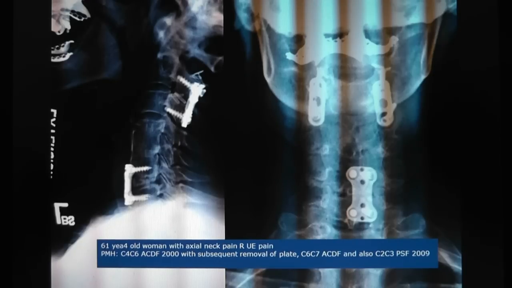Okay, so back to this patient. She has a past medical history of a C4 to C6 anterior cervical discectomy and fusion, and then the plate was removed. I don't know why. Then she had a C6-C7 ACDF, anterior cervical discectomy and fusion, and then a C2-C3 posterior spinal fusion. All of these surgeries were between 2000 and 2009, I believe in Georgetown, I'm not sure.